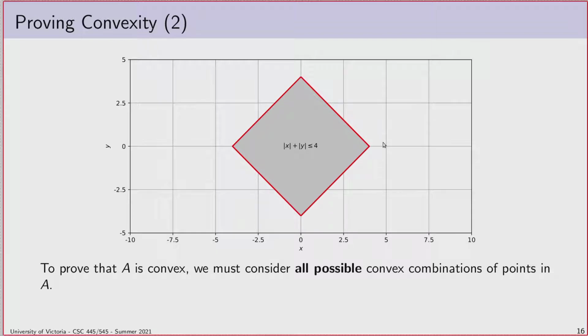So the set A geometrically looks like this. And to be clear, the boundary, this red boundary, is included in the set. So it's a closed set. It actually includes the points on the boundary.